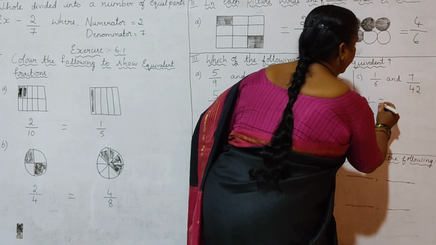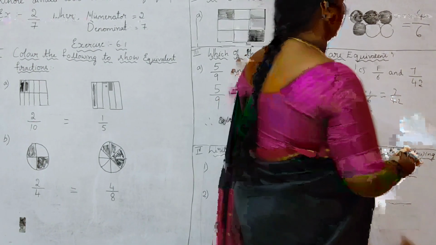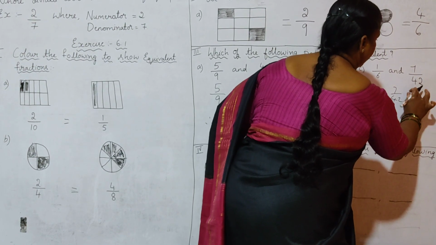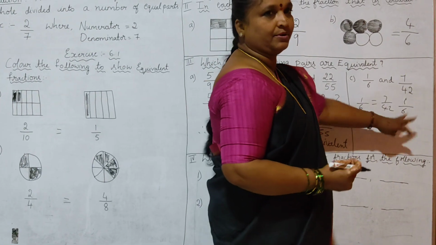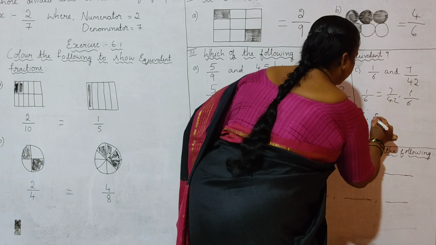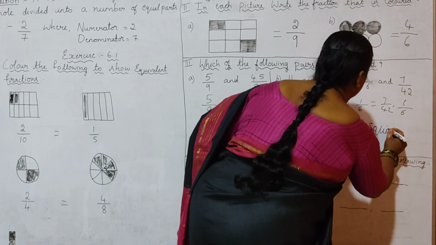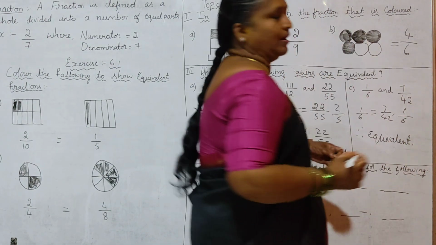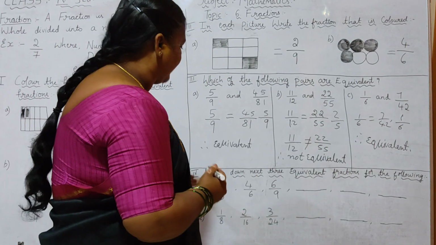Next here, 1 by 6 and 7 by 42. 1 by 6 is equal to 7 by 42. Here 7 sixes are 42. So here 1 by 6 and 1 by 6, so this is the equivalent fraction. Understood children, how to write equivalent and non-equivalent fractions? Move on to the next, fourth main.